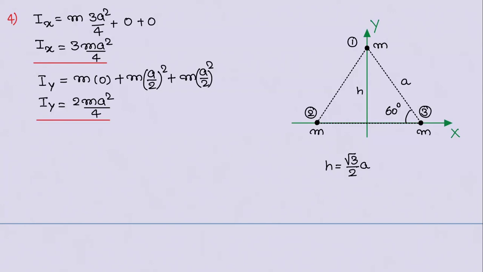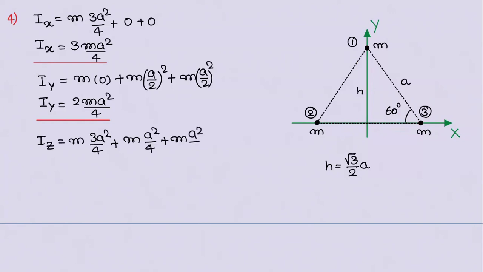Iz. Iz is equal to, observe z-axis. How to feel the z-axis? Keep your pencil or pen, whatever is there with you, exactly at this point and keep it perpendicular to the screen. That is z-axis. So perpendicular distance of the first particle is this one, second particle is this one, third particle is this one, right? All three particles are perpendicular. So m into height h, root 3 by 2a square, will be 3a square by 4, plus m into this perpendicular distance a by 2.